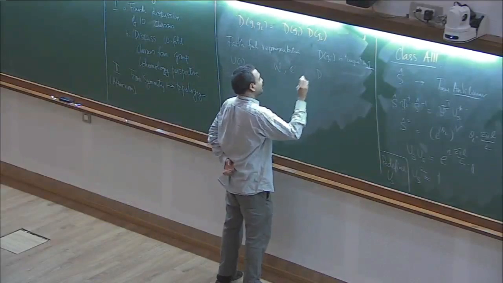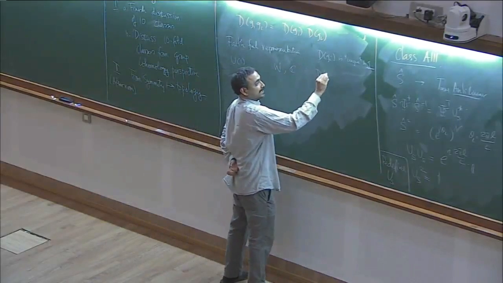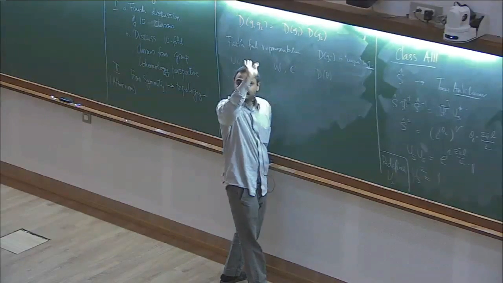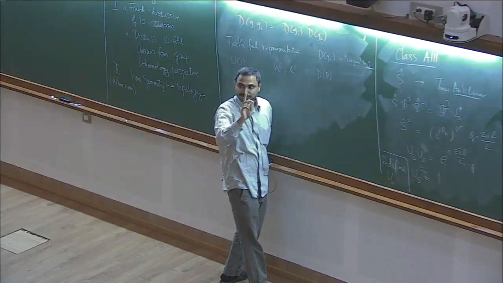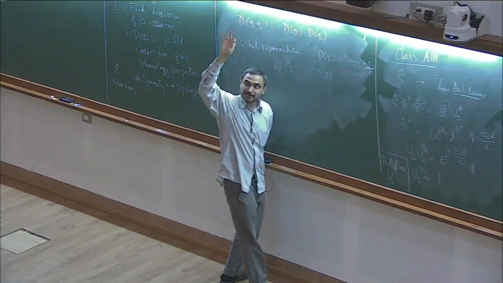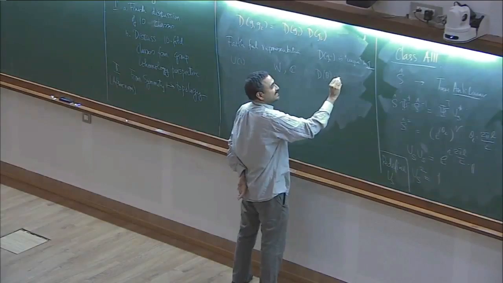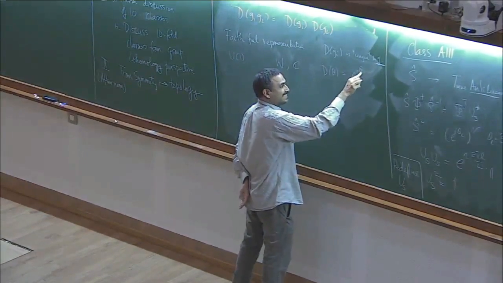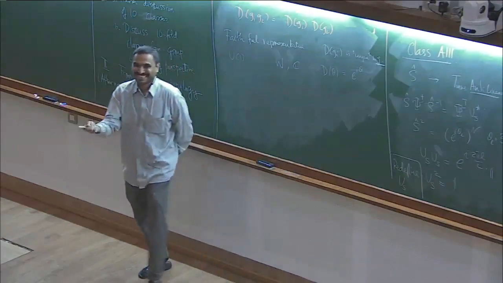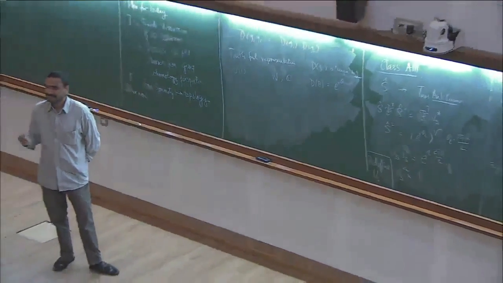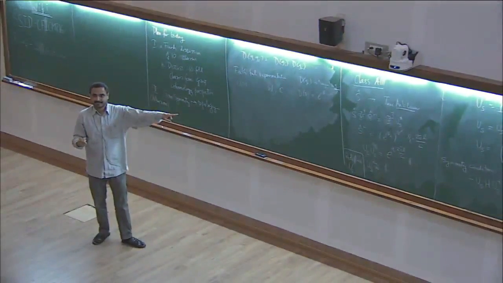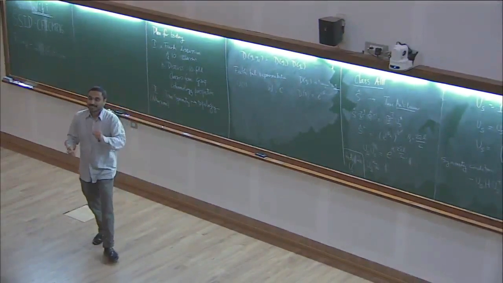And D of some element here. Let me call that element the abstract element theta. The abstract element theta. It's not the angle theta, some theta, right? And this is e to the i theta, where this theta is a number corresponding to that. Right? This is the representation. Okay? Is that the only representation?